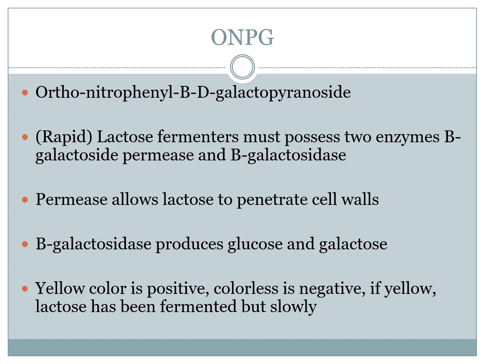Beta-galactosidase produces glucose and galactose. A yellow color is positive in the ONPG test, colorless is negative. So if you have an organism where the test turns yellow, it means that lactose has been fermented but slowly. So let's take a look on the next slide at all of the tests that we can use to identify our enterics down to the species level.